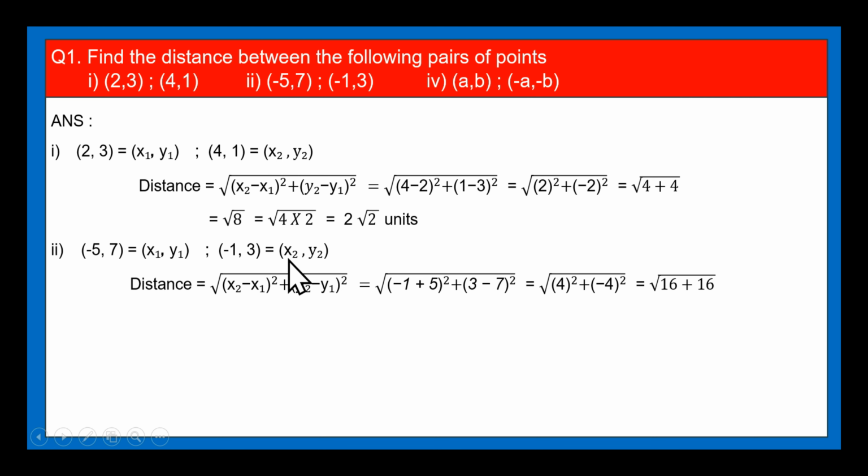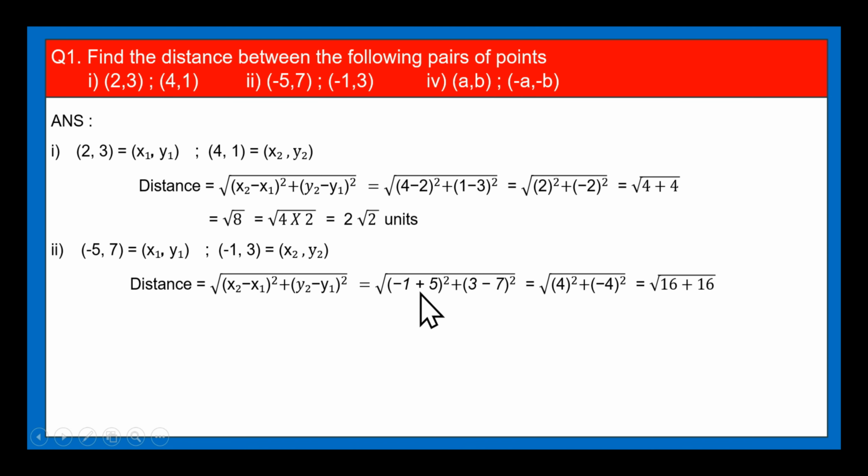x2 minus x1. x2 is minus 1 and x1 is minus 5. x2 means minus 1 minus x1. Here x1 is equal to minus 5, but we need minus x1, so let us change the sign of x1. Since it is minus 5, let us write plus 5. Therefore, x2 minus x1 whole square is minus 1 plus 5 whole square plus y2 minus y1 whole square. y2 is 3 and y1 is 7. y2 minus y1 means 3 minus 7. 3 minus 7 whole square.